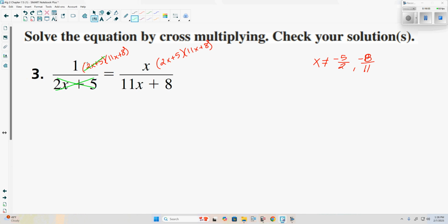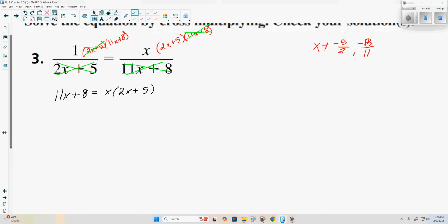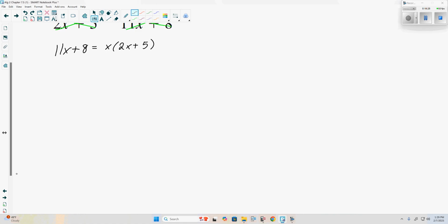Now here, the 2x plus 5 and 2x plus 5 will cancel. 11x plus 8 and 11x plus 8 will cancel. Leaving us with 1 times 11x plus 8, well, that's just 11x plus 8, is equal to x times 2x plus 5. 11x plus 8 is as simplified as it gets. There are no like terms we can combine. On the right-hand side, we will need to distribute the x. X times 2x is 2x squared plus 5x.